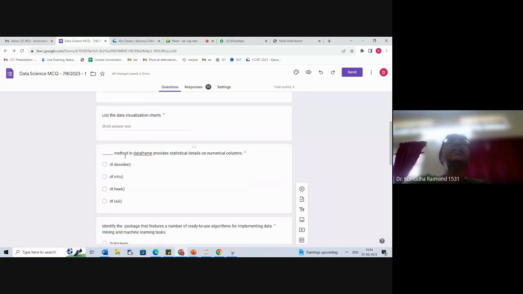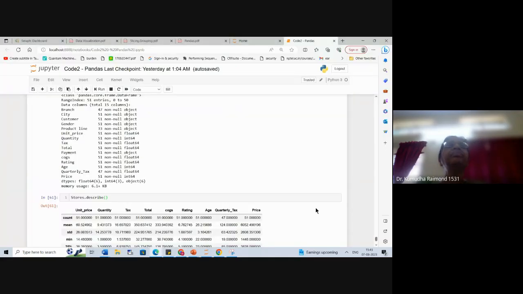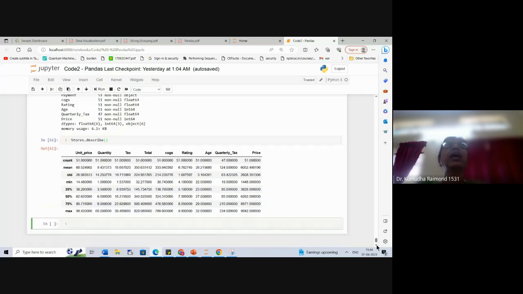And here, the dash method in a data frame provides statistical details on numerical columns. So naturally, in the morning also I asked about this. It is called describe, df.describe. That is the right answer. You can see in the df.describe all the mean, standard deviation, count, all the details. So that is actually the df.describe.